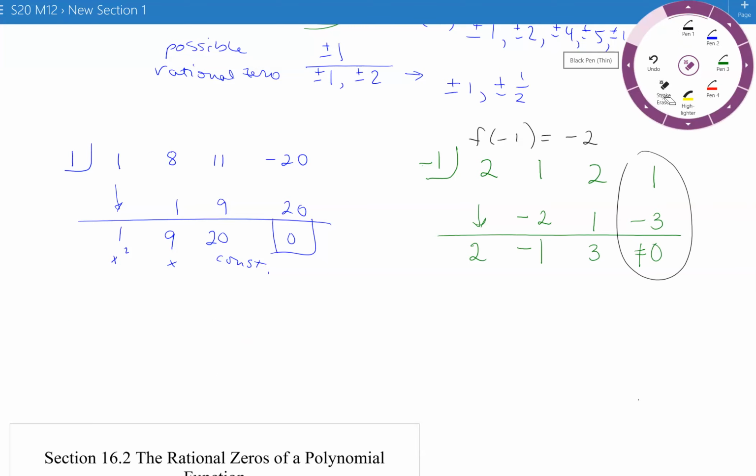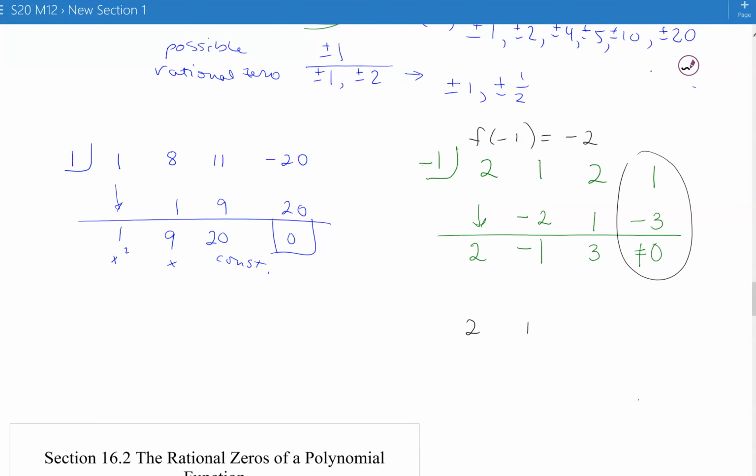And again, because of my experience with doing this a lot and seeing that I have all positive coefficients, I'm going to try -1/2, because if I put +1/2, I'm just going to keep adding and adding and adding, and never can I get to 0 that way.